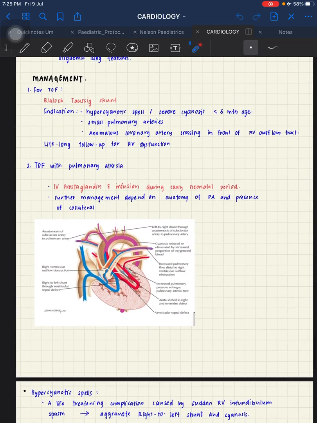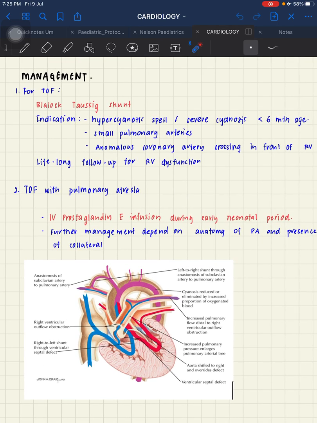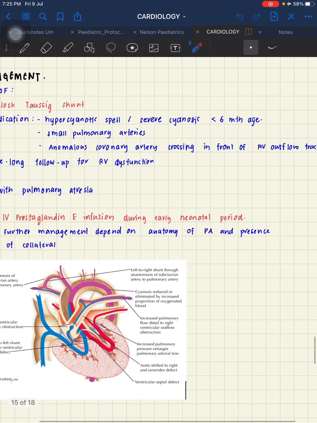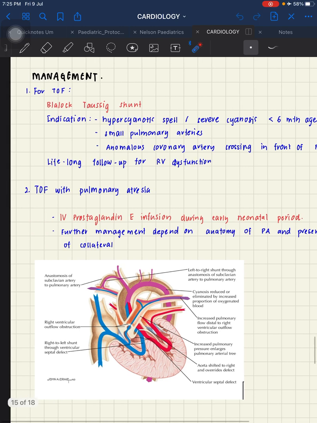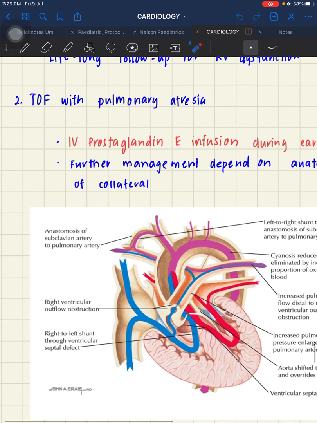So let's look at the management of tetralogy of Fallot. In simple tetralogy of Fallot, the definitive management is Blalock-Taussig shunt. There are a few indications to do the surgical procedure: hypercyanotic spell or severe cyanosis, age of less than 6 months, small pulmonary arteries, and anomalous coronary artery crossing in front of the right outflow tract. Right after the surgery, the patient should go for lifelong follow-up because the patient can have right ventricular dysfunction. So let's look at the Blalock-Taussig shunt.